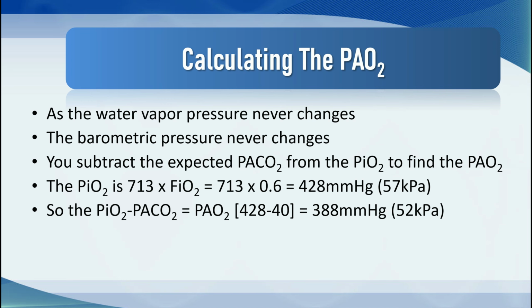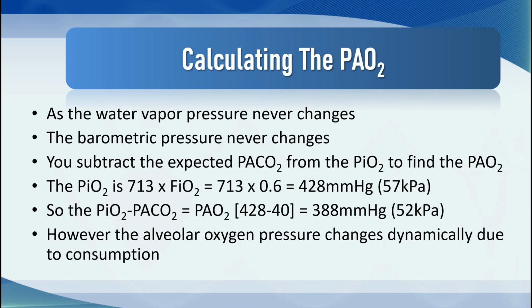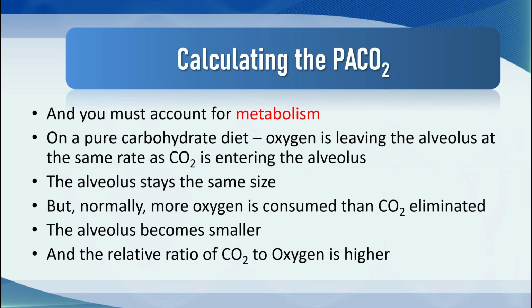So the PiO2 minus the alveolar PCO2 is 428 minus 40, and that equals 388 millimeters of mercury, or 52 kilopascals. However, the alveolar oxygen pressure changes dynamically due to consumption, and the partial pressures must always equal 100%. As a consequence, to truly calculate the partial pressure of oxygen in alveolar gas, you must account for metabolism.